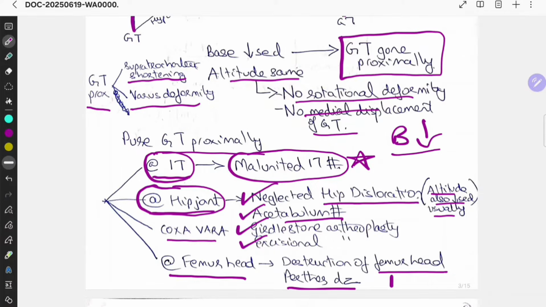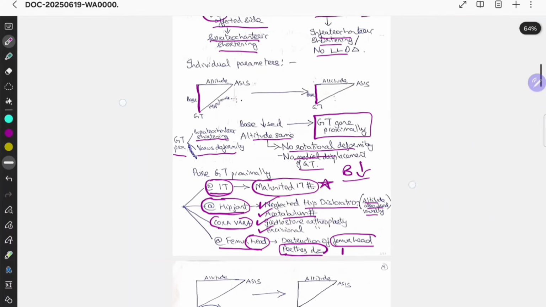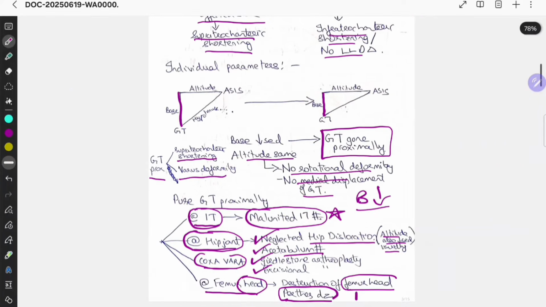Okay. It could be due to some pathology in the femur head, where the femoral head has collapsed, which causes supratrochanteric shortening, like dissection of femoral head, post-fracture, Perthes disease, all these conditions. And additionally in coxa vera also, there is GT going proximally. Okay, so that was the concept of the shortening of the base. The basic crux is GT going proximally.